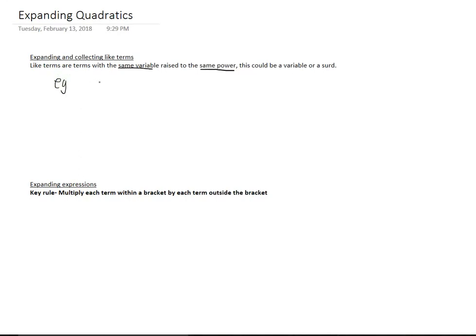For example, 2 root 2 minus 4 root 2. These are two terms here, separated by a subtraction sign. The like term here is root 2. So 2 groups of root 2 minus 4 groups of root 2 gives you negative 2 groups of root 2, because they're like terms, you can subtract the coefficients.